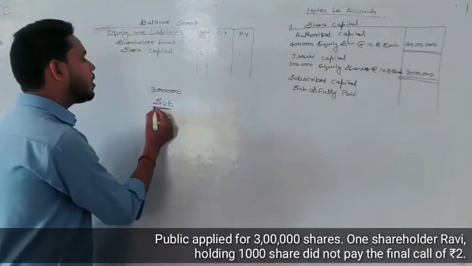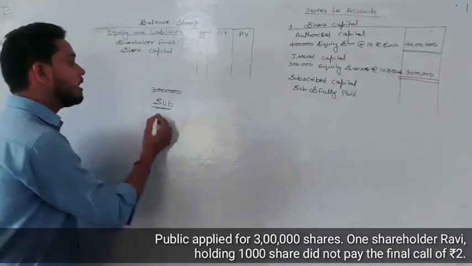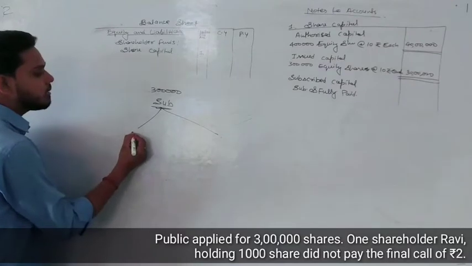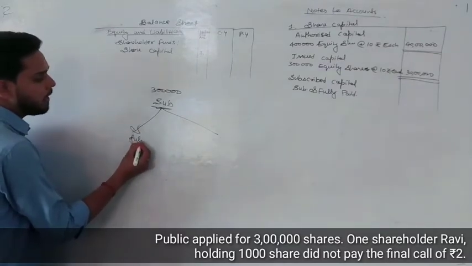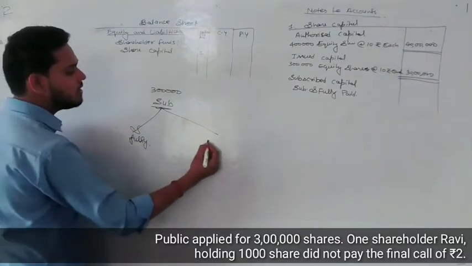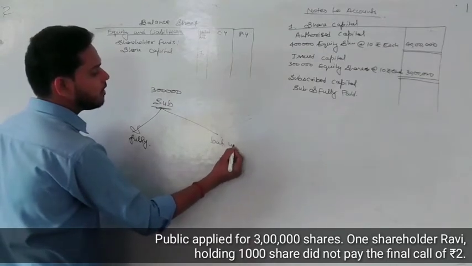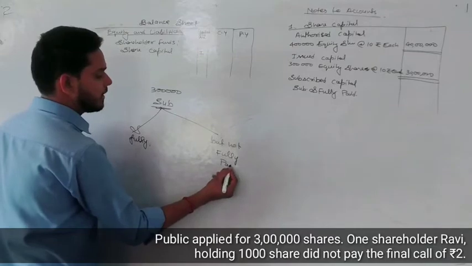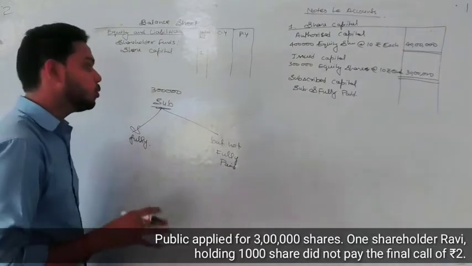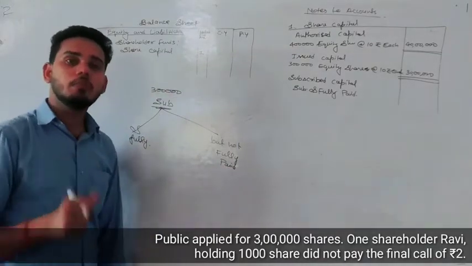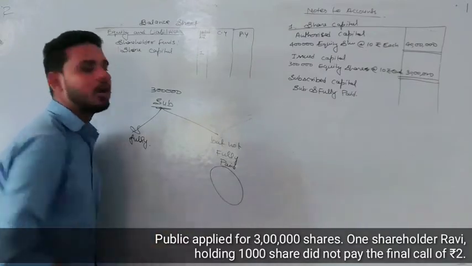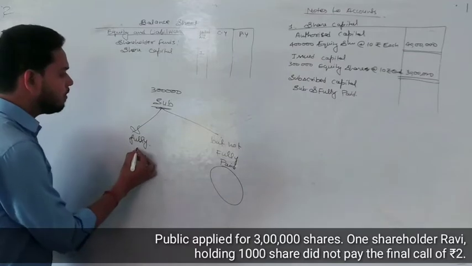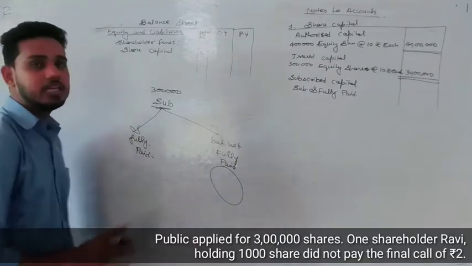Now the public wants to buy 3 lakh. No doubt, sir, this subscribed amount will be categorized into 2 parts. First one, subscribed and fully paid. Second one, subscribed but not fully paid. Okay, right. So first, from this subscribed amount you will make the categorization of this part. Then whatever is left will be written in subscribed and fully paid. I hope this is clear to you.